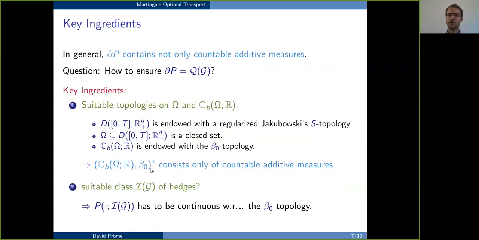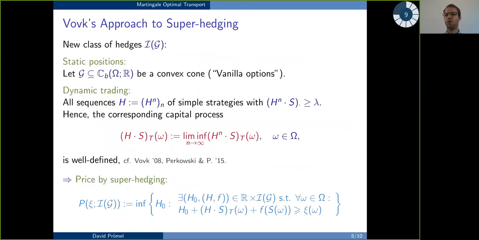Because then it's known from functional analysis that the dual pairing here consists only of countably additive measures. So we already have probability measures in there. The issue we now face, by changing the topologies, is that we need to smartly choose the class of hedges in order to have some continuity property with respect to the beta 0 topology. And for this, we follow an approach by Vladimir Vovk, which goes as follows. The static positions are as before. And the dynamic trading is now given by a sequence of simple strategies which have a uniform lower bound.